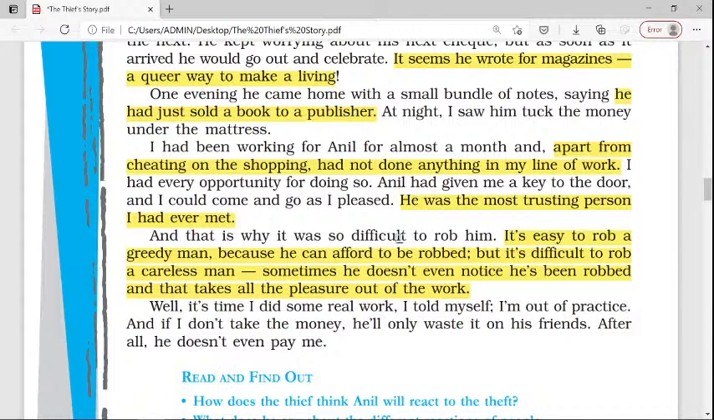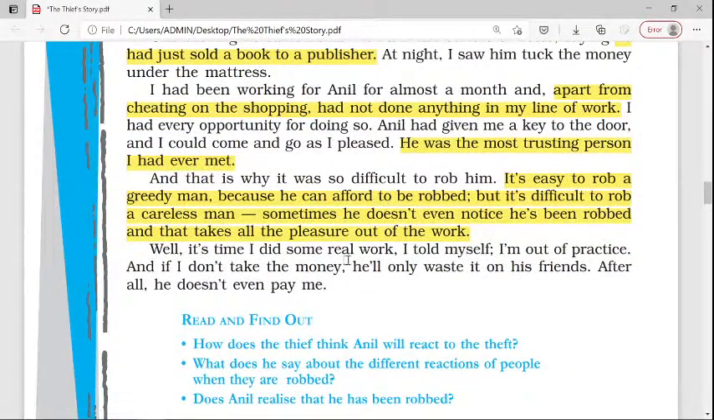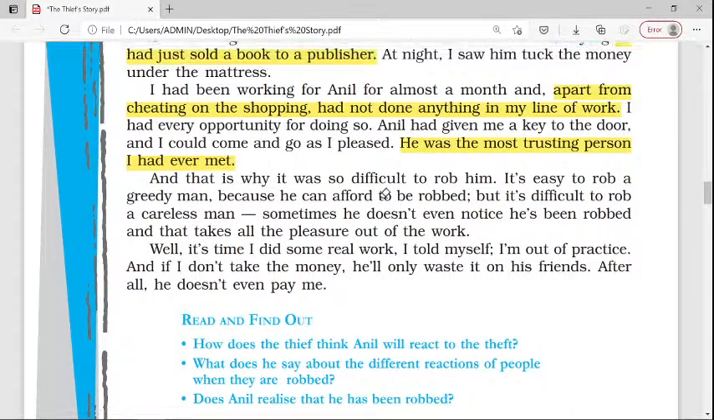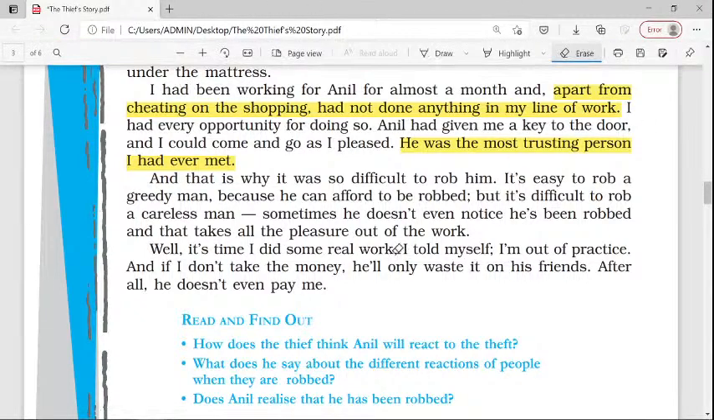Now next: "Well, it is time I did some real work." He says, it is time I did some real work. What kind of real work does Hari mean to say here? Can you guess? Hari Singh means that now the time has come to rob Anil, because I have got a rare opportunity to rob him. I have seen him tuck a small bundle of notes under the mattress, and this is the golden opportunity for me to rob him and resort to my old practice of thievery, or stealing. So that is why he says, it's time I did some real work.